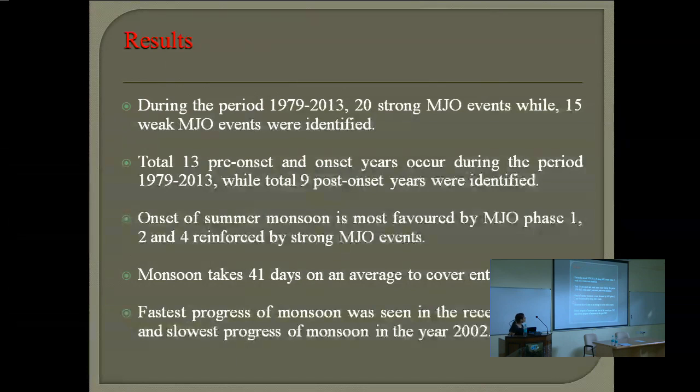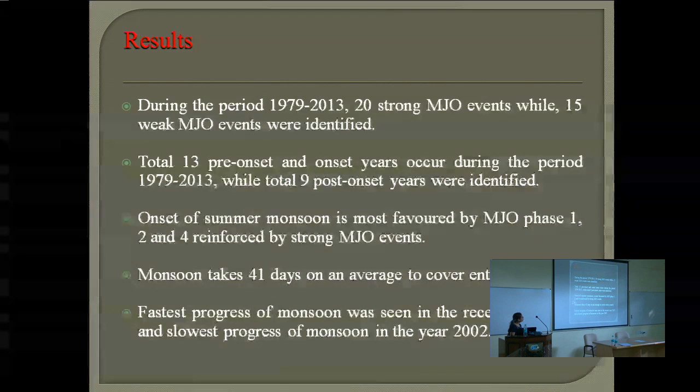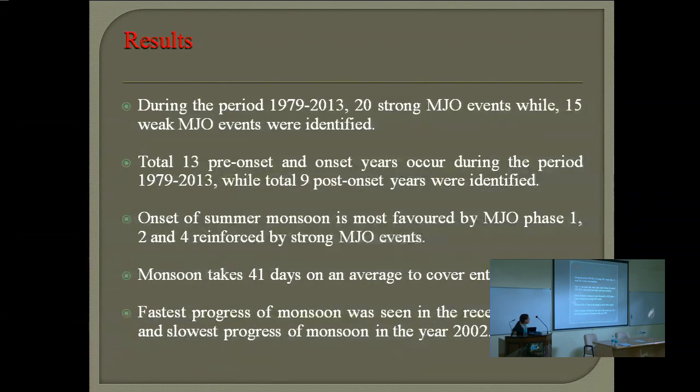I have already said that the focus of this study is on the progress of monsoon. So monsoon takes 41 days on average to cover the entire country. And I have done statistical analysis. From that statistical analysis, the fastest progress of monsoon was seen in the recent year 2013.